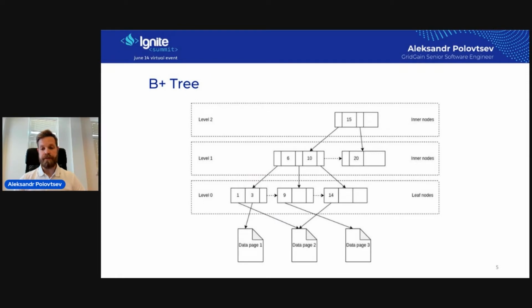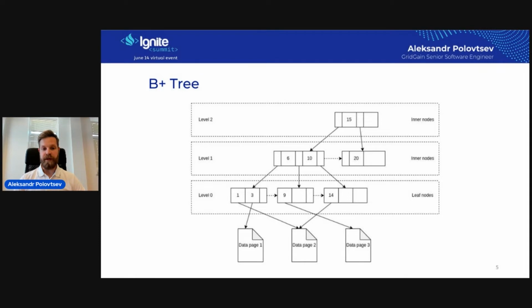Now let's have a quick look at the B+tree implementation that is used by Apache Ignite. I understand that many of you may be familiar with this implementation, but I think it's quite important to have a quick recap so that we can later compare it with the alternative implementation. So in Apache Ignite, B+trees are organized into special types of pages, which are called inner pages and leaf pages. Inner pages consist of so-called items, which store links to other pages and the corresponding key values.